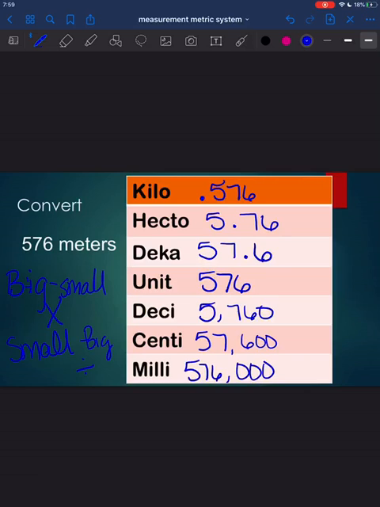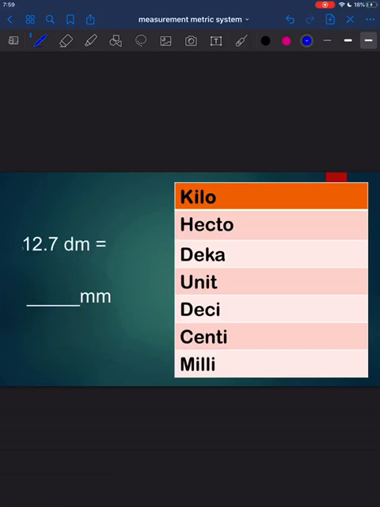We're going to do a few more, and then we're going to move on to our word problems. For example, I need to look at exactly where I am going. I'm going from a bigger unit to a smaller unit, so I'm going to make my number 10 times bigger.